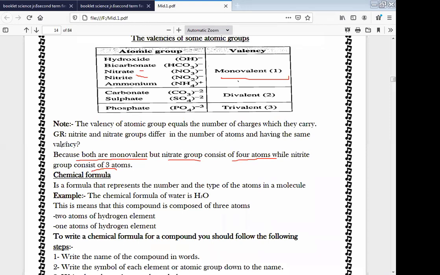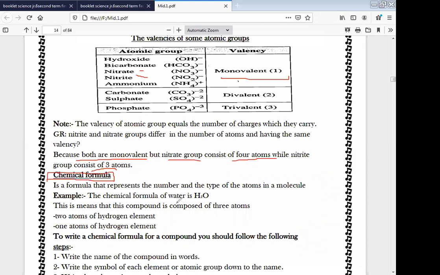This lesson is very easy, okay? Chemical formula. Focus with me from the beginning of this part. Chemical formula is a formula that represents the number and the type of atoms in a molecule. This is the first definition here. The number of atoms and the type of atoms in a molecule.